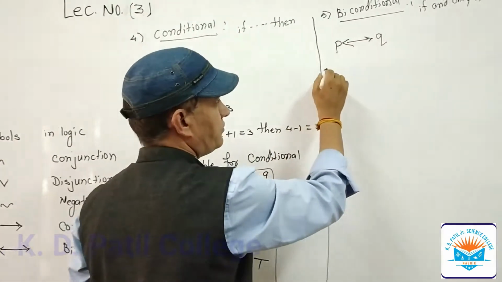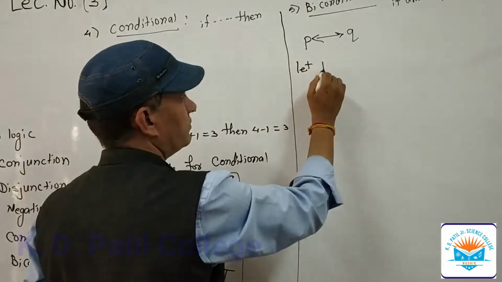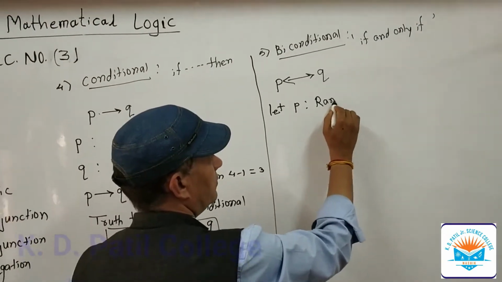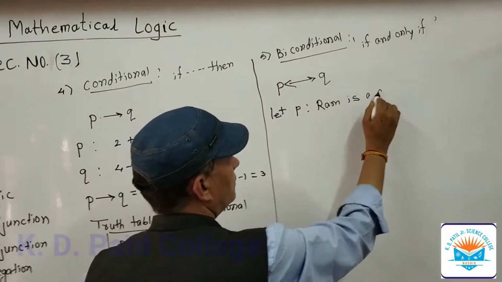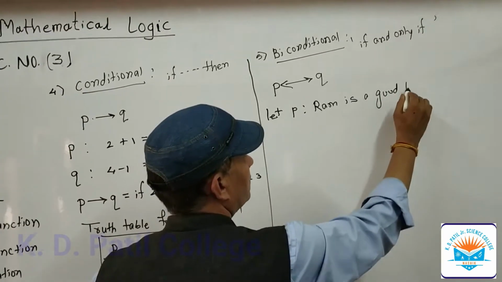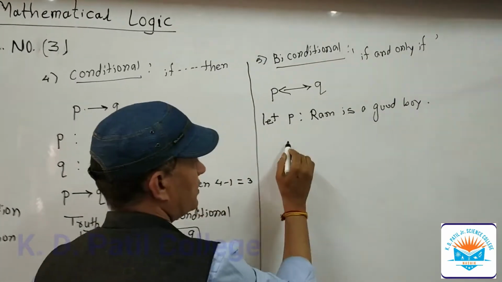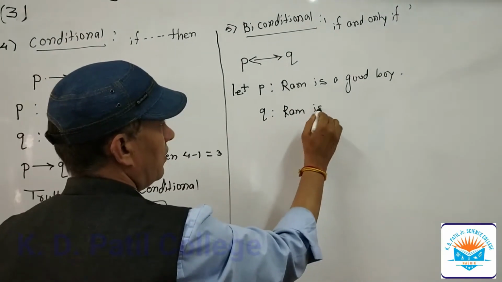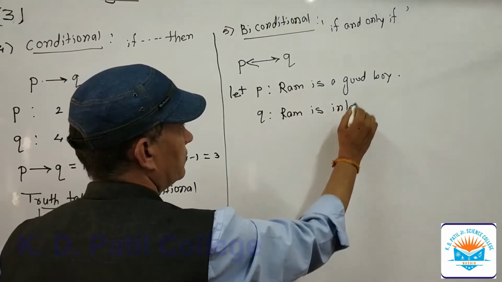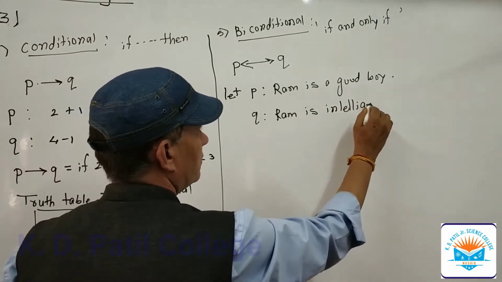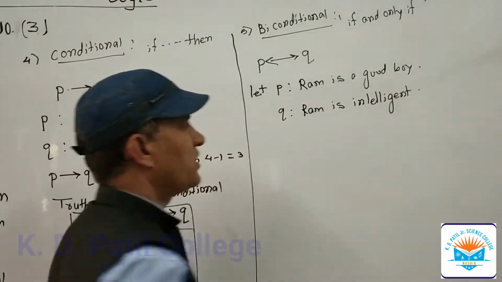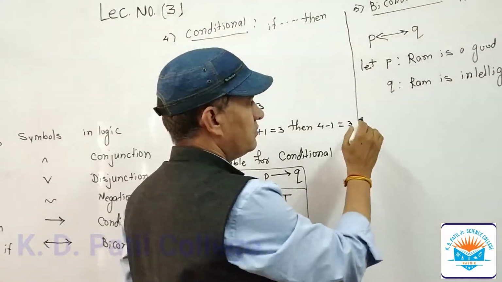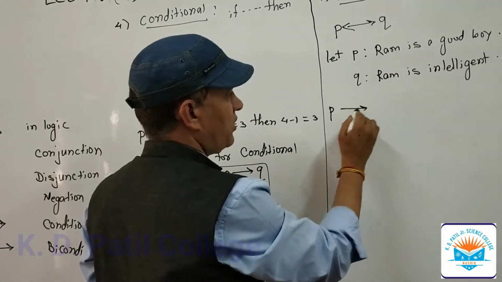Let P be such that Ram is a good boy. Q says that Ram is intelligent. P says that Ram is a good boy. Q says that Ram is intelligent. Then the symbolic form is P biconditional Q.